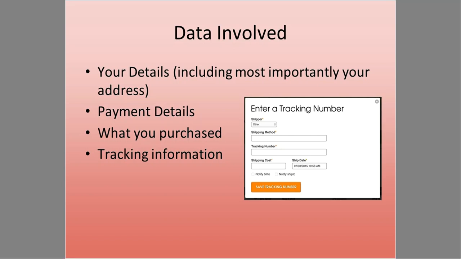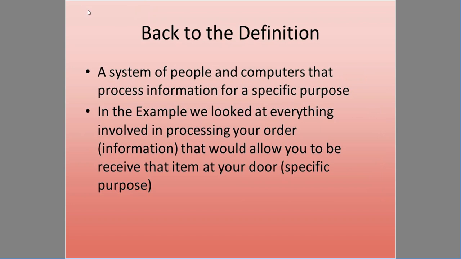So we'll just quickly think about one more example before we continue to move on. Before we do that, I did forget to skip over to this slide. So remember, the definition of an information system, what we got to at the very start of the lesson, was that an information system was a system of people and computers that process information for a specific purpose. And we said that that was a very general definition to begin with.